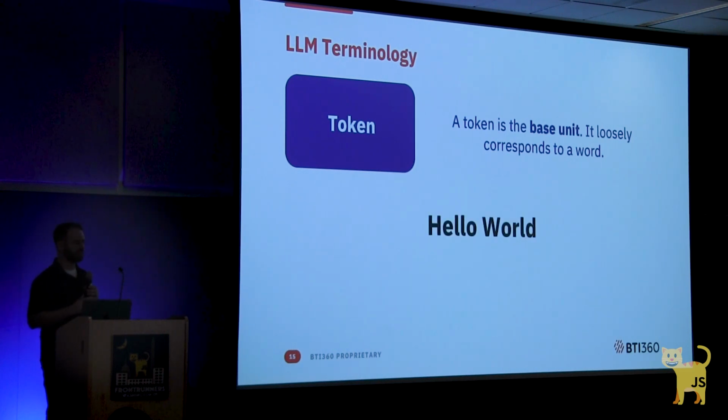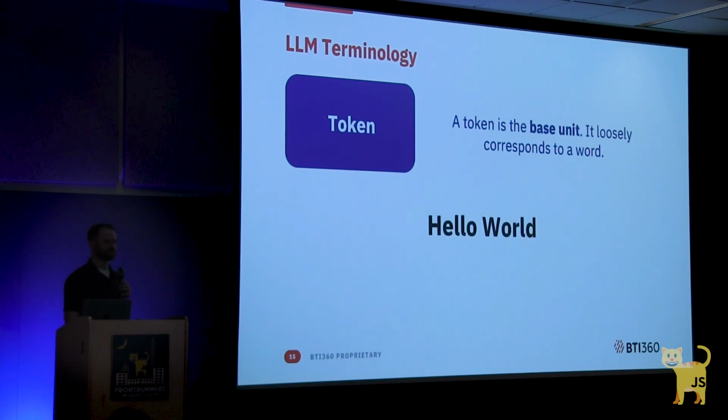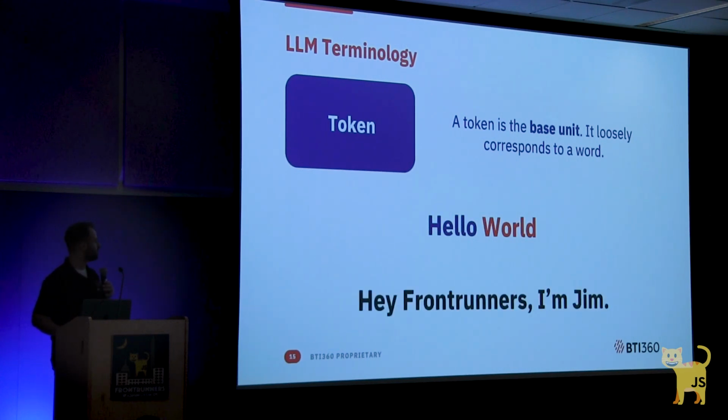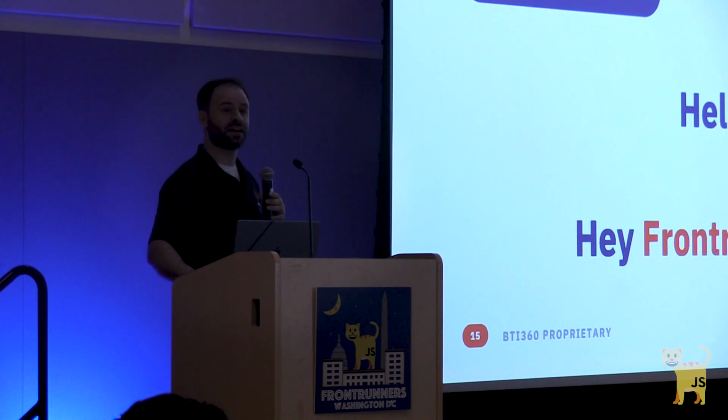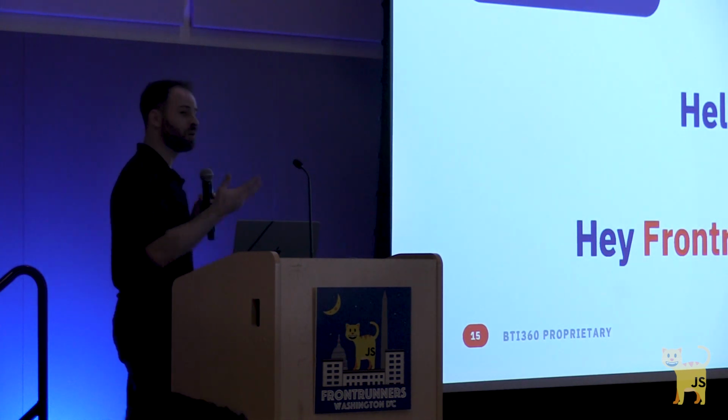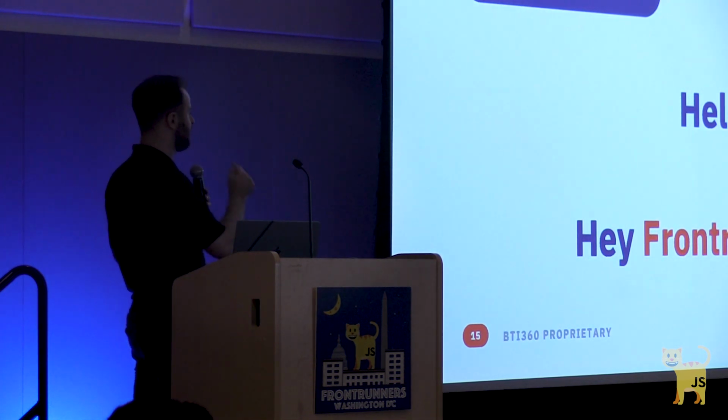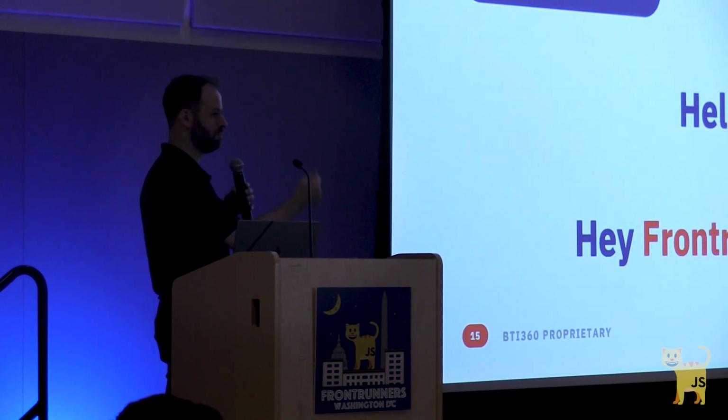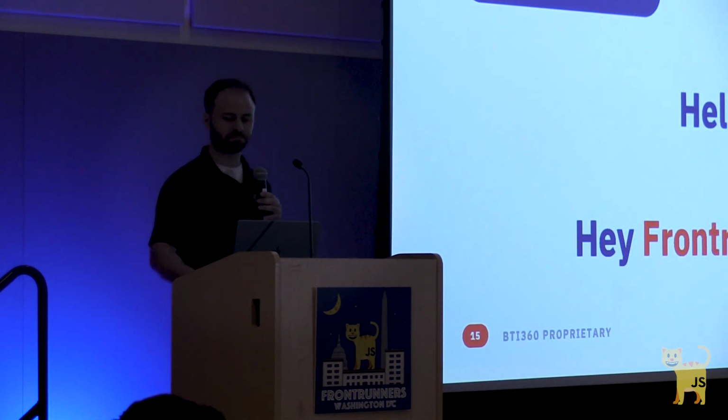So here's a quick phrase. How many tokens do you think this is? 2. Yep, you're right. How about this one? Any guesses? 5, good guess. 4. It's actually 7, yes. So punctuation actually counts as tokens, right? So we have hey, front runners, comma, I, Jim, period.